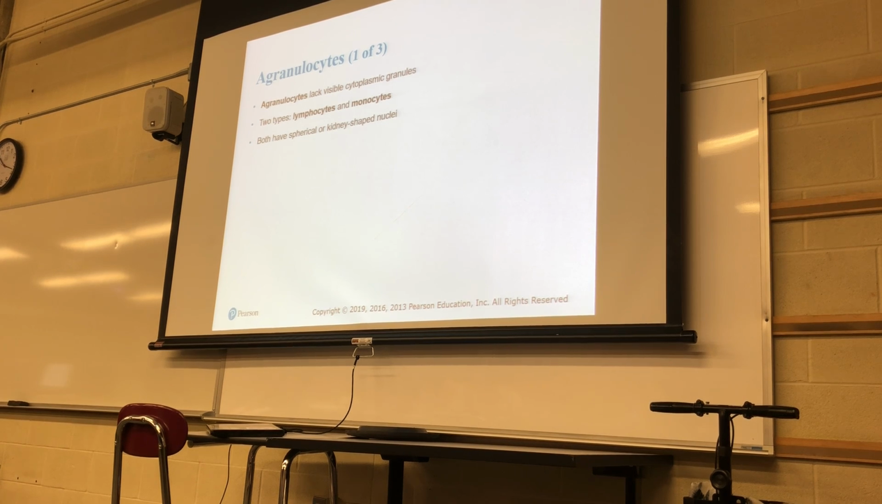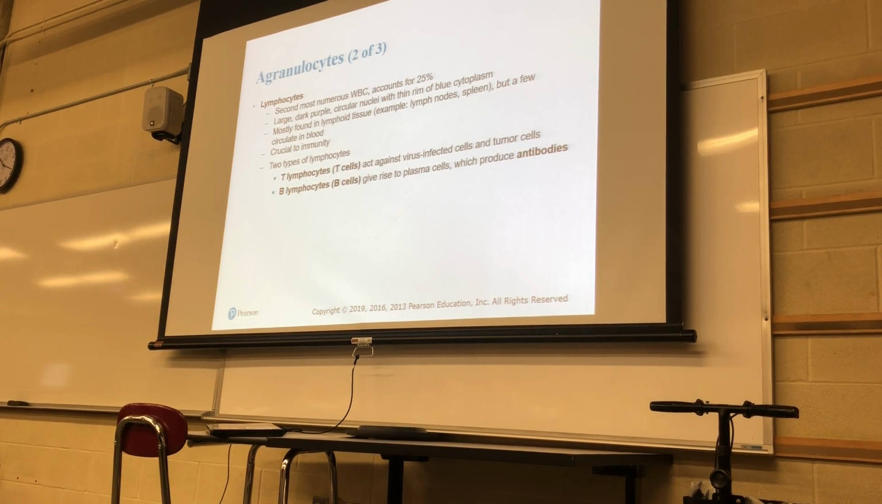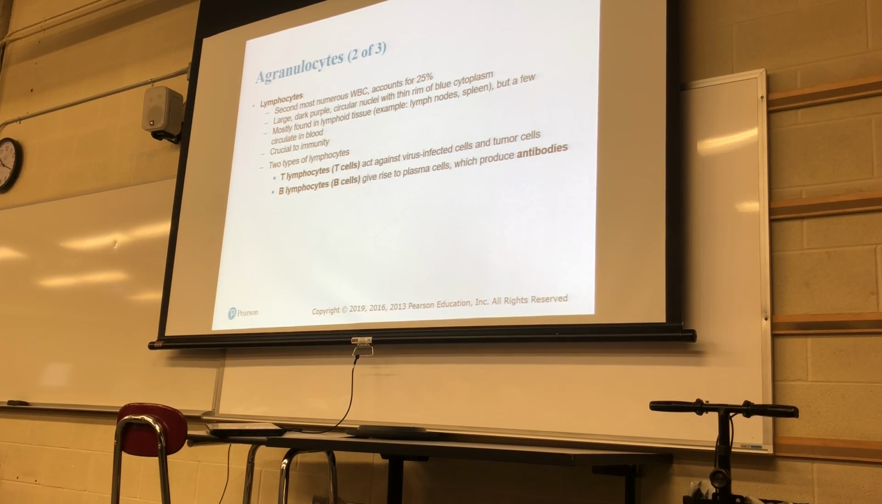Now we have the non-eaters, the lymphocyte and the monocyte. The lymphocyte is second most numerous. You should know that the lymphocyte and the neutrophil are the most common you're going to see in the smear. You should get that in your head and know it right off the top of your head. After you go through this lesson and this course, you shouldn't forget this. You're going to be using it.